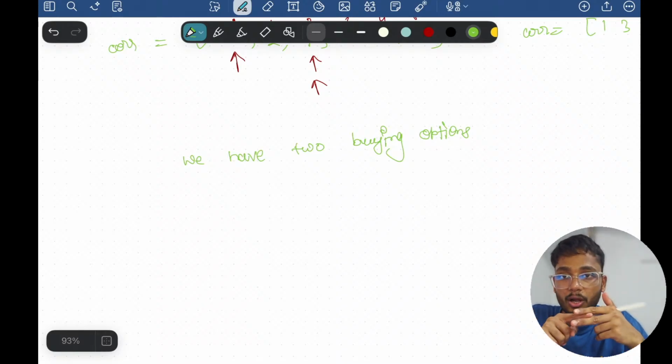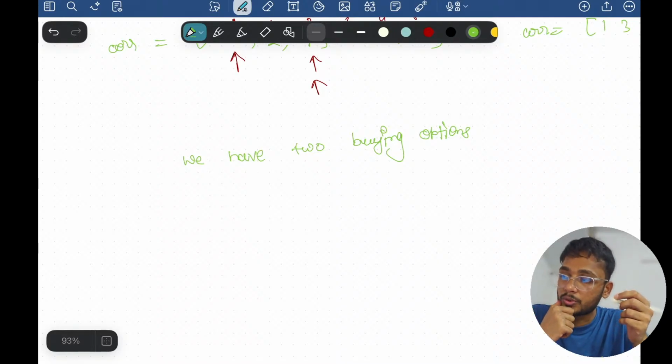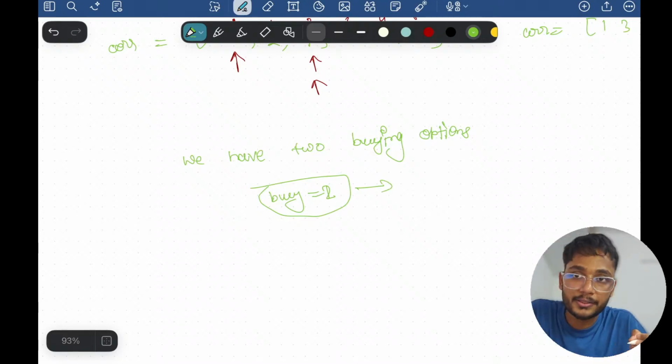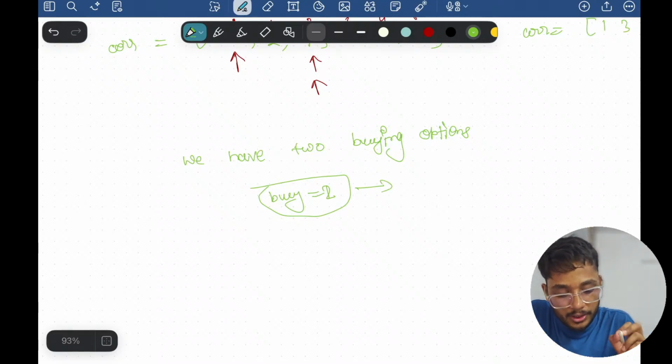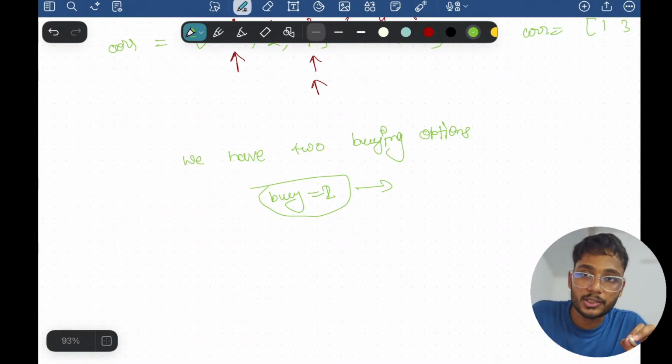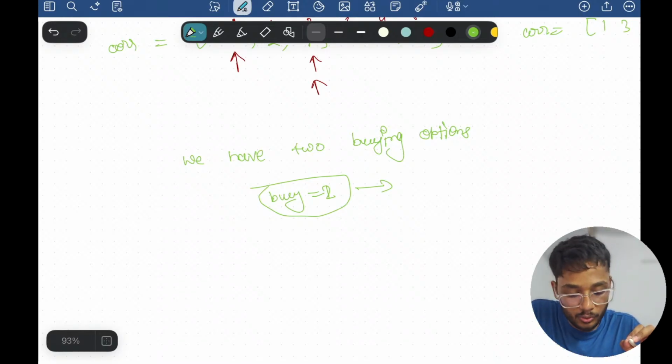Third time is not allowed, right? You can buy twice only. So you have to check. Can I say, like, one variable, buy equals 2 at the start? Then whenever you make a buying decision, you will have only selling options open, right? If you have bought something, then you can sell it only. But how will you decide whether you bought something or not?